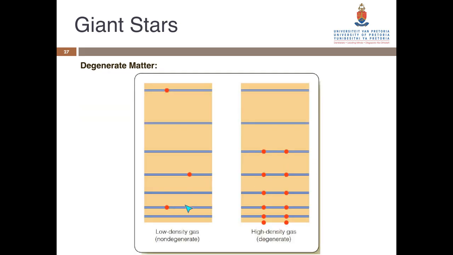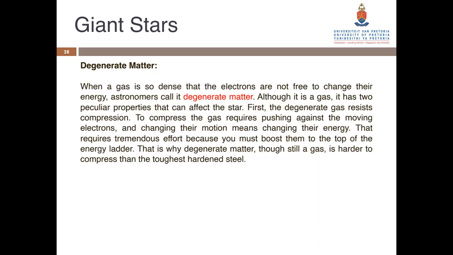So here we can see our valence orbits or energy levels in a low density gas and in a high density gas, where these two electrons spin in opposite directions. When a gas is so dense that electrons are not free to change their energy, astronomers call it degenerate matter. This is a very important definition.